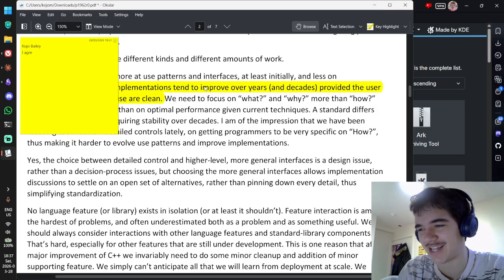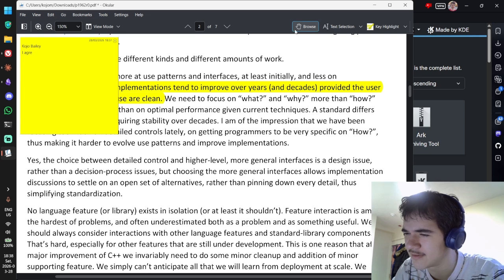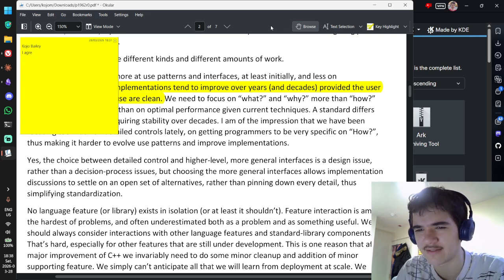Okay. Sorry. I guess I don't know what just happened, but I switched to browse mode. I don't know if that was subconscious or if something glitched.